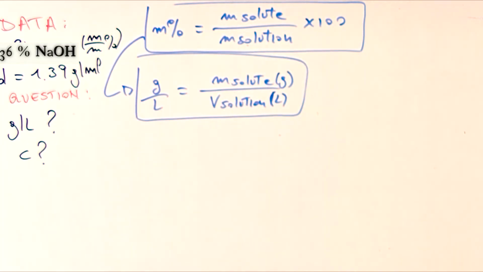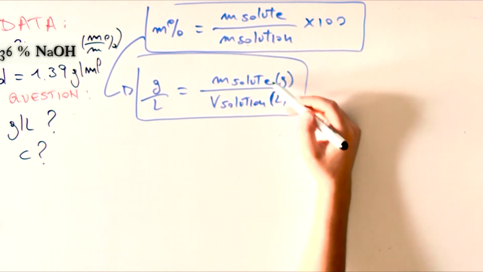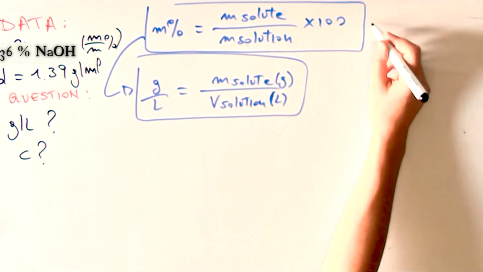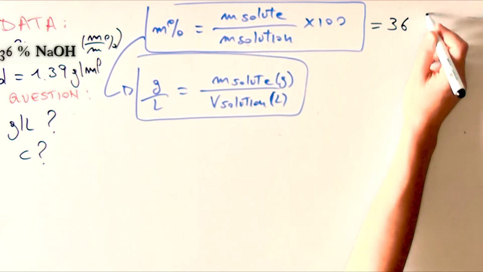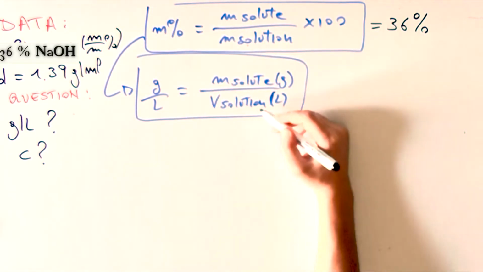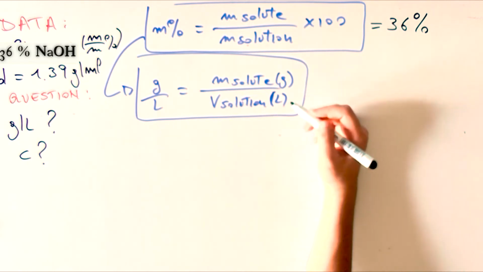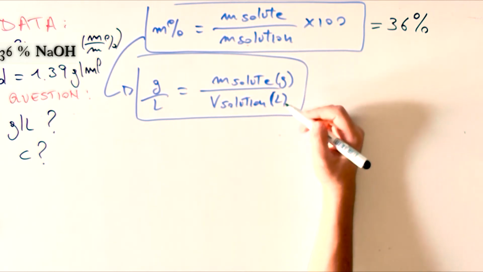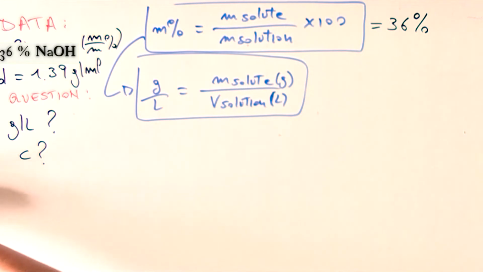It's very simple, just see what we have and what we do not have as usual. So do we have the mass of solute? Well, apparently not, because we have just 36%, so we know just this. Do we have the volume of solution? No. So actually it looks like we cannot answer this problem.